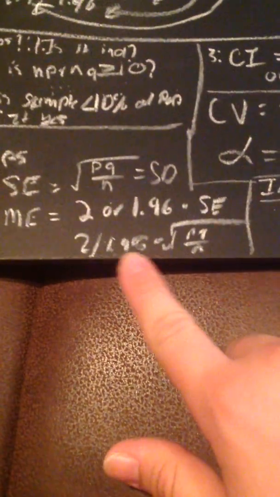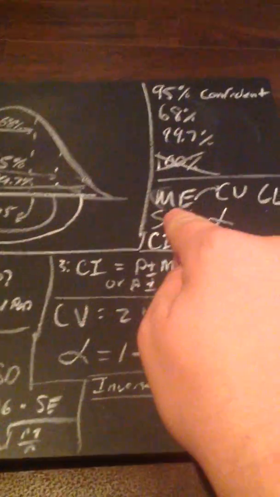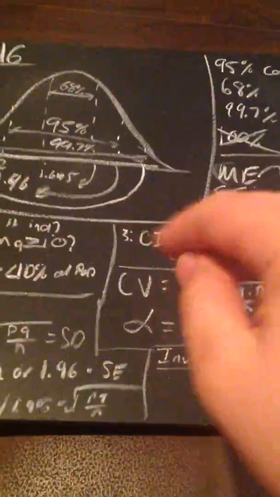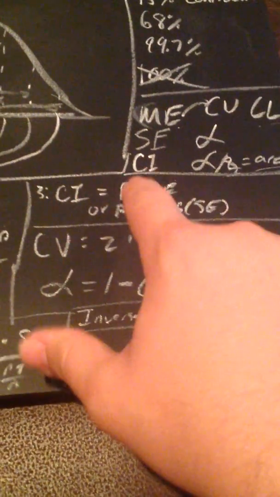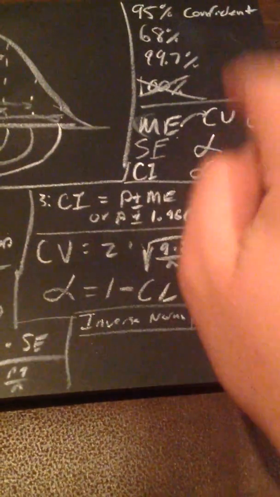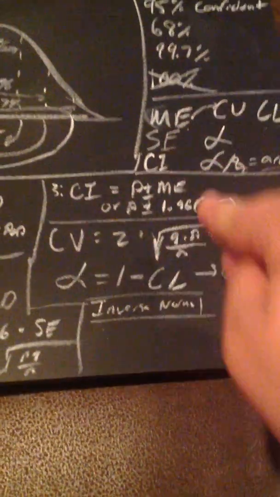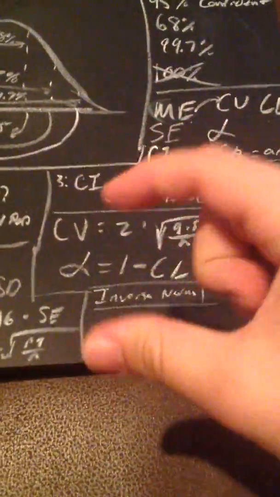Do 1.96 times the square root of PQ over N. This is why I drew that arrow to critical value from margin of error, because critical value is kind of the same formula, and we're going to cover that in a second. The last thing you'd want is to find your confidence interval, which is simply your p-value plus or minus the margin of error. Or, if you really wanted to, you can do the p-value plus or minus 1.96 times the standard error. That's just to get your confidence interval.